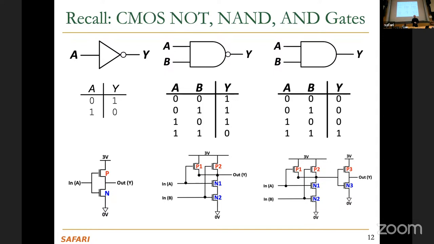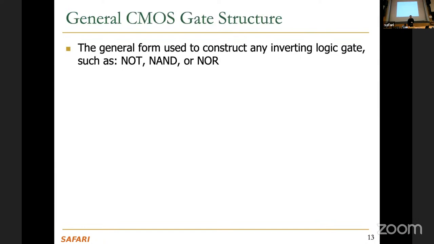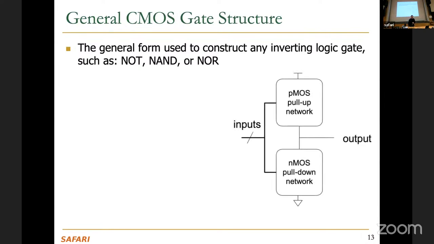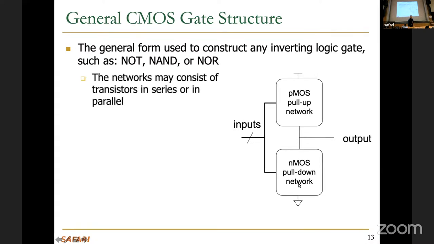So our abstraction layer is that these things work. But there is a lot that goes into making it work also. Okay, so that's our general CMOS gate structure, basically. This is a general form used to construct any inverting logic gate. As I said, inverting logic gate, not just NAND and NOR. You have a PMOS pull-up network that's connected to the power at the top. And then you have an NMOS pull-down network that's connected to the ground, and this is the ground signal. And they're both connected to the output in the middle. And then inputs get supplied to both of them. And the networks may consist of transistors in series or in parallel. That determines the function in the end.